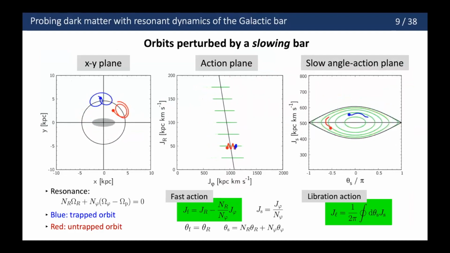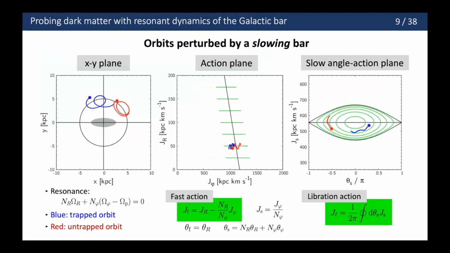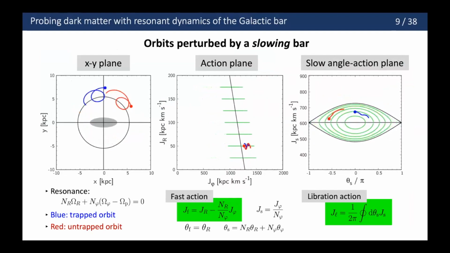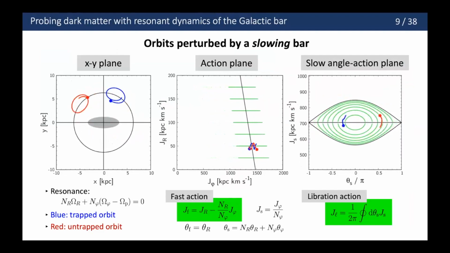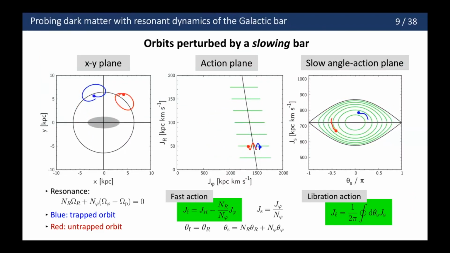And as it does so, the orbits that are trapped in resonance are dragged along with the resonance. The reason why they are dragged is because these actions are adiabatic invariants, which basically means that if the potential of the system evolves on a time scale longer than the fast period and the libration period, the orbits have to evolve in such a way that they conserve their actions approximately constant. That's why they have to stay in one of these contours here. So this result already suggests that if the bar has been slowing down, then it would have caused a significant change in the distribution of stars.